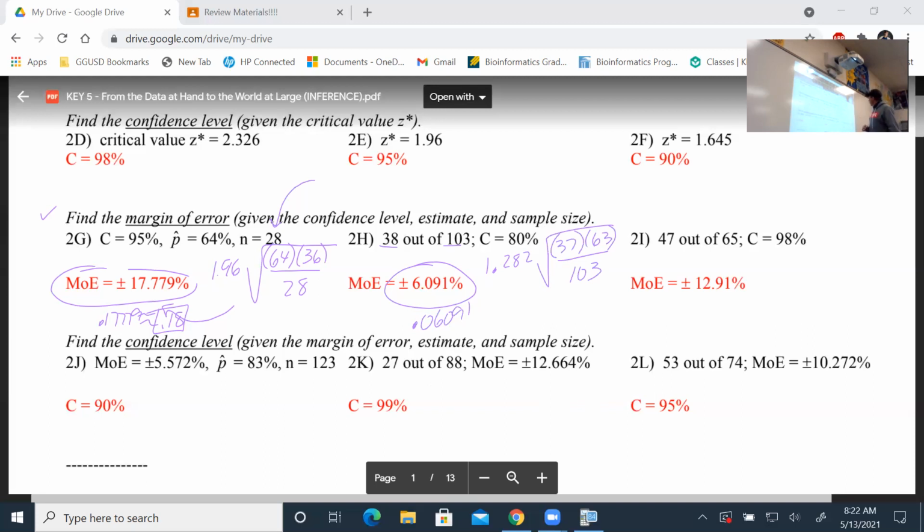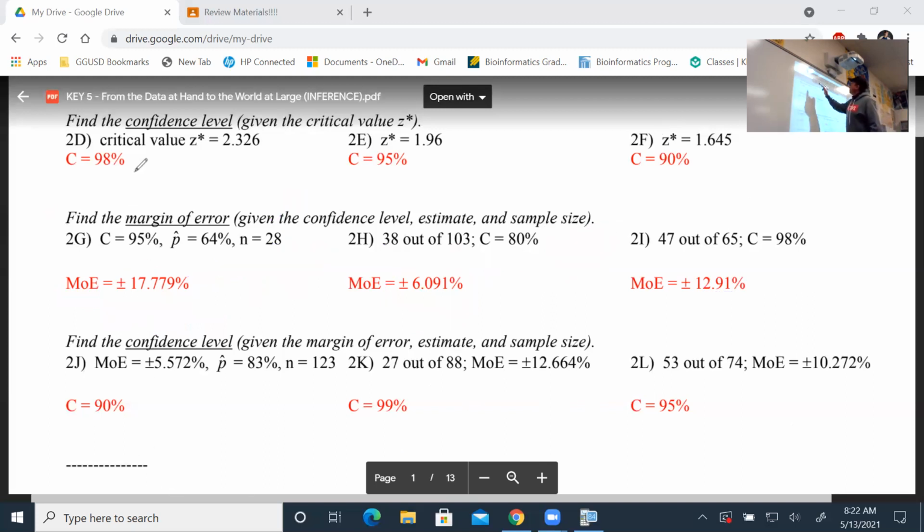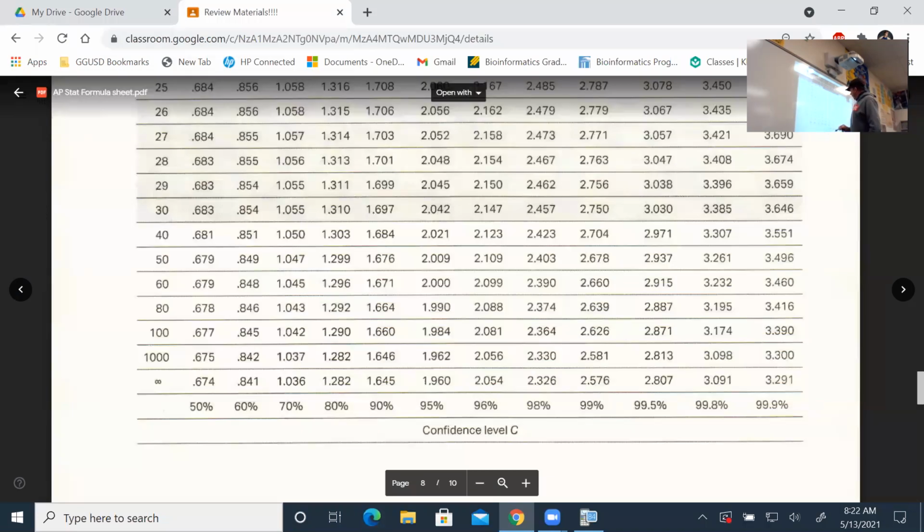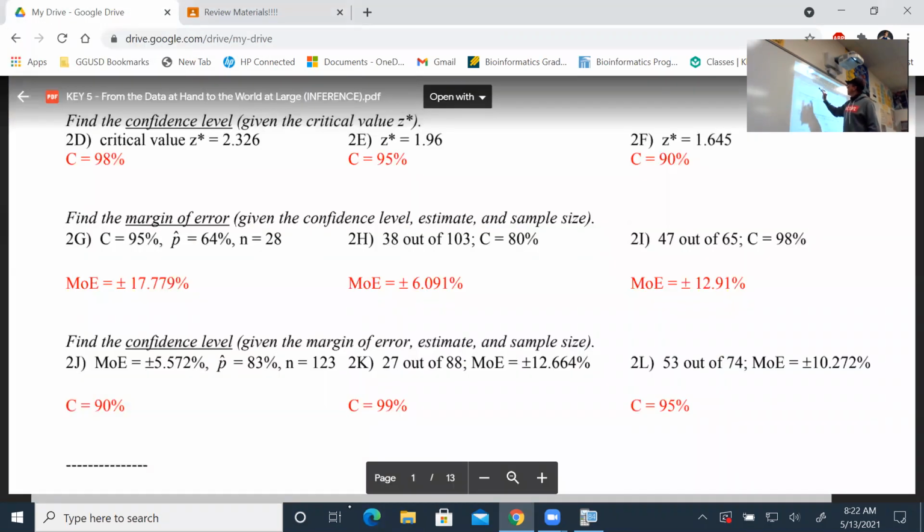And the last one, here we go. 47 out of 65, very small sample size, massive margin of error, 12%. Let's go over this one. 98%, so let's walk through this. 98% is 2.326. You can see that on the chart.